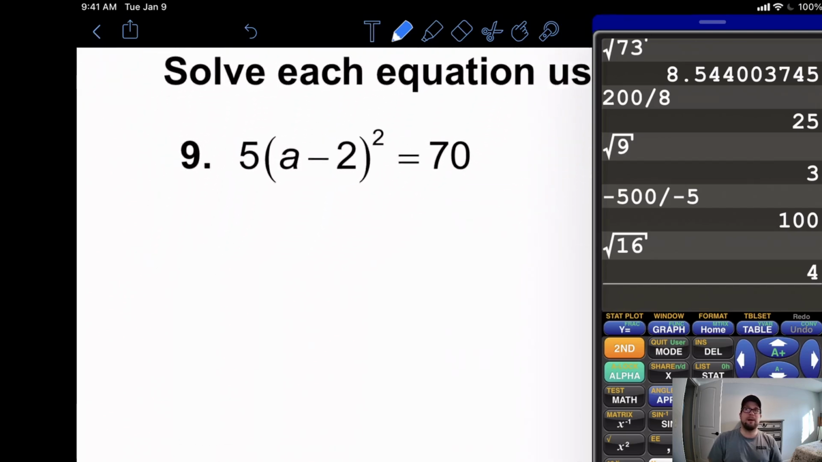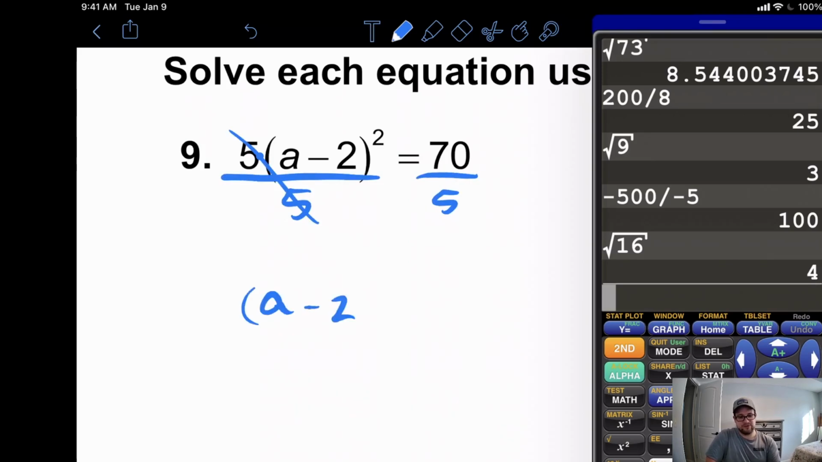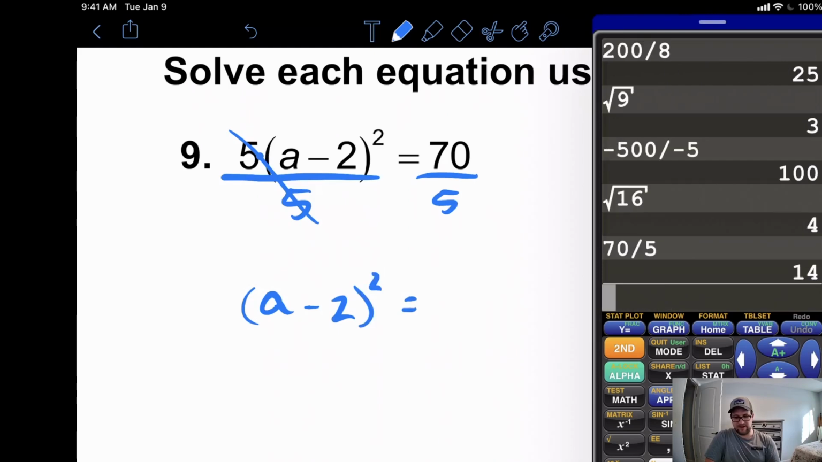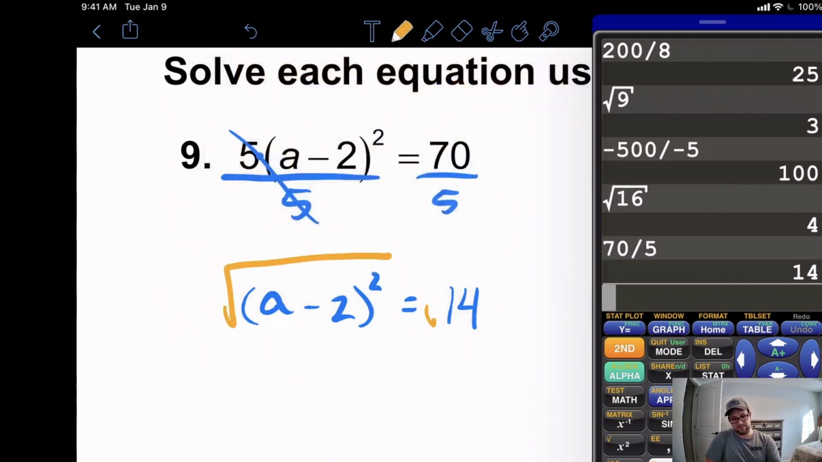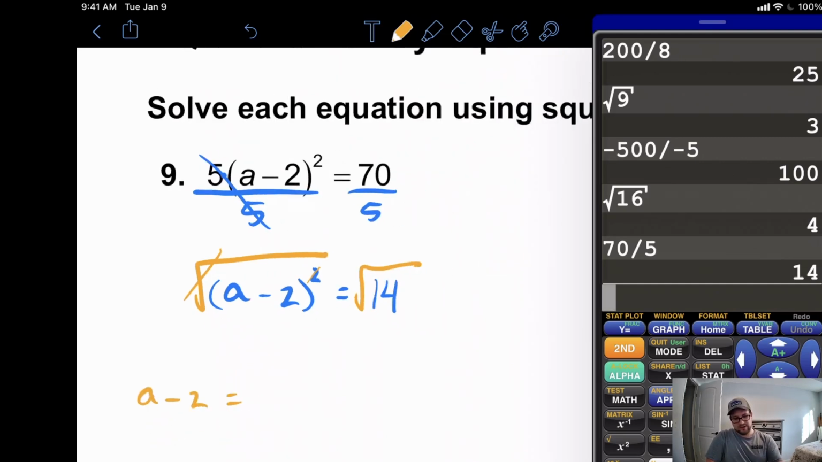So when you come over here to problem number 9, remember, let's get whatever's being squared alone. So we're going to divide by 5 on both sides. Those two cancel off. I'm going to be left with a minus 2 squared is equal to whatever 70 divided by 5 is, which is 14. Now, at this point, we want to take the square root of both sides. This and this are going to cancel each other off, and we're going to just be left with a minus 2 equals and a minus 2 equals.